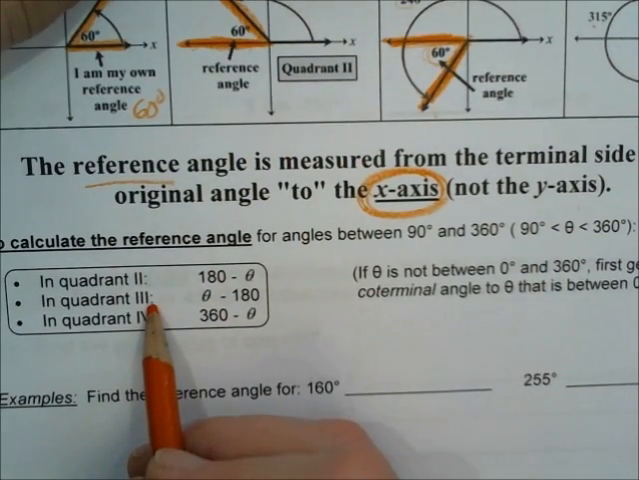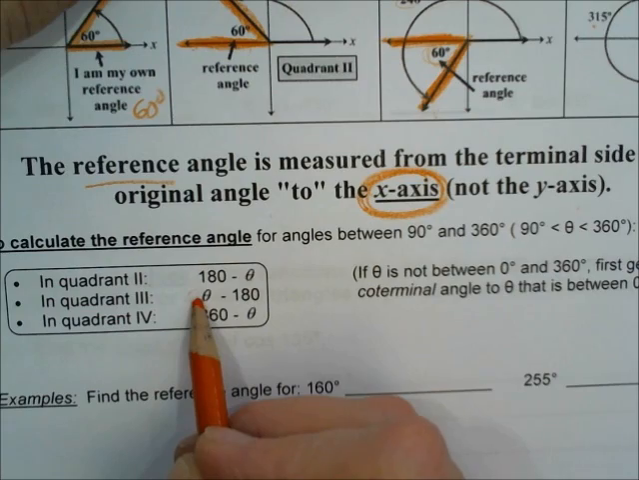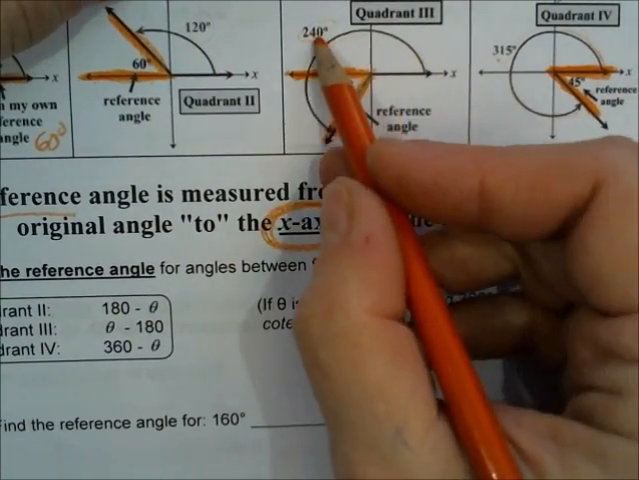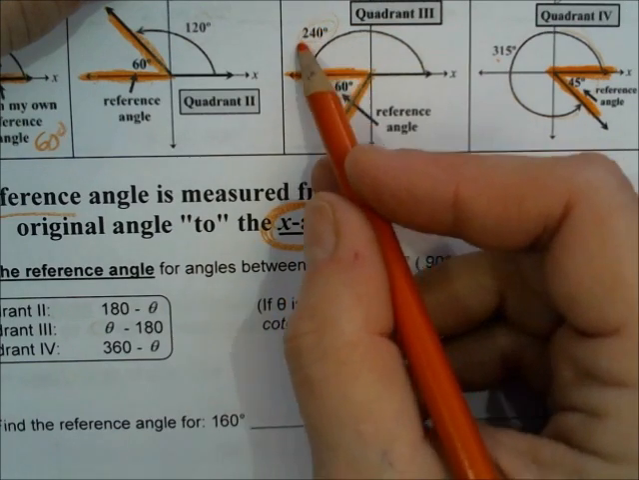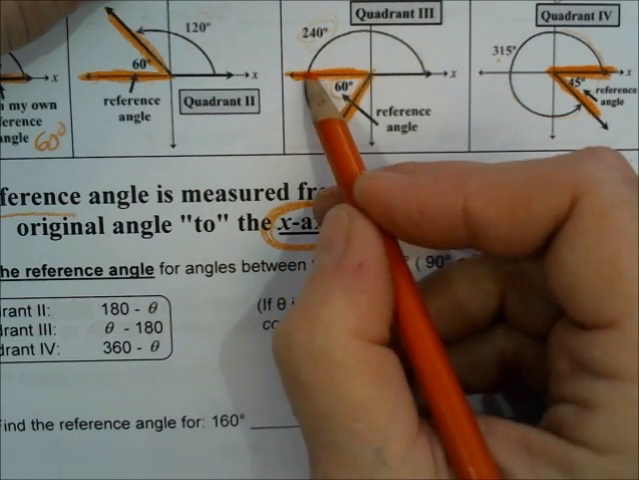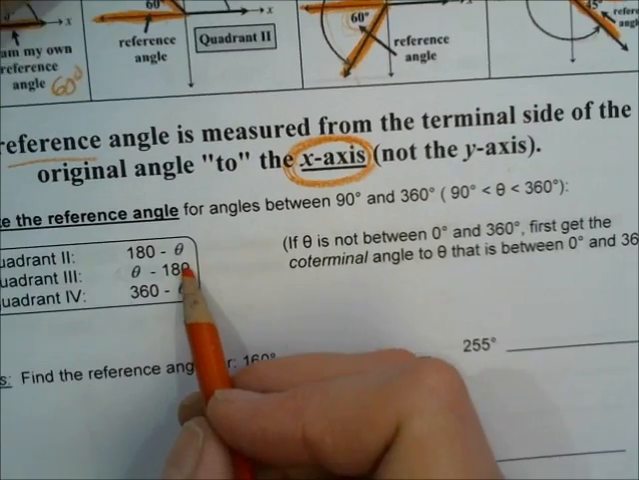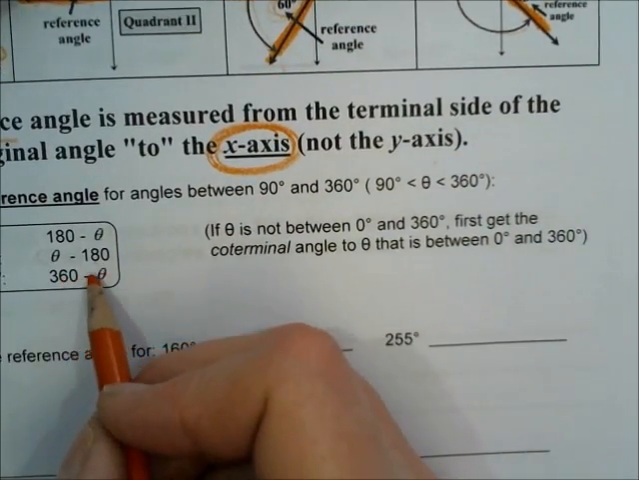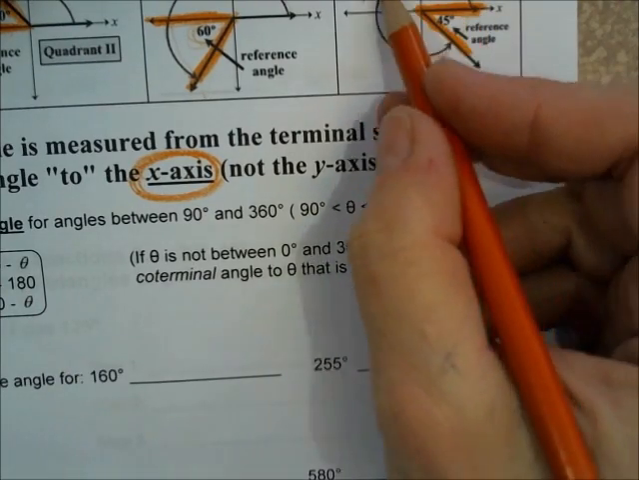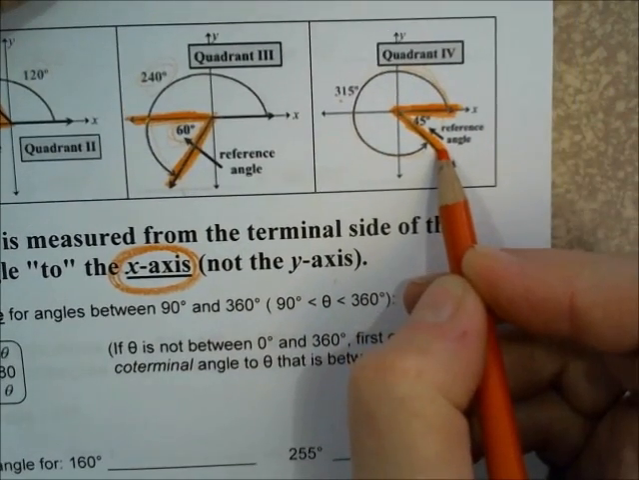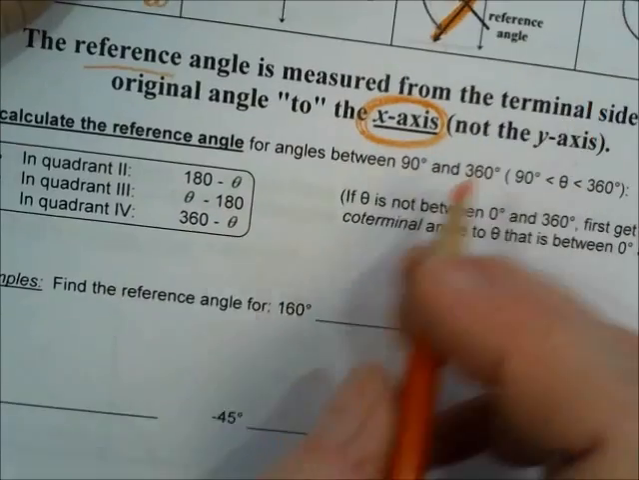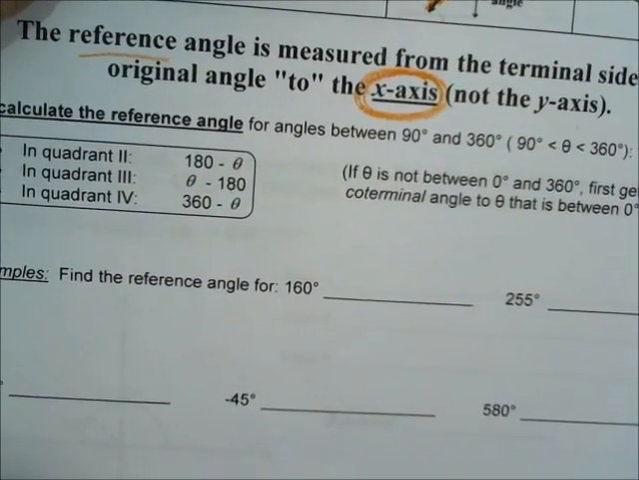In quadrant 3, the given angle minus 180 will give you the reference angle. In this example, I was given a 240. If I do 240 minus 180, I will get my 60-degree reference angle. And in quadrant 4, you subtract the angle from 360. So if I'm given something like 315, I just do 360 minus 315, and I'll get that reference angle.